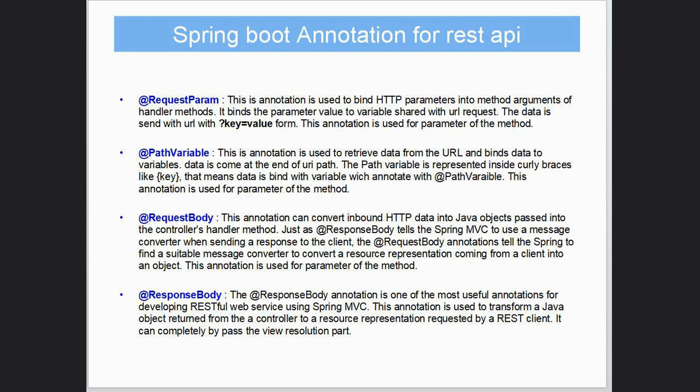The next annotation is @PathVariable. This annotation is used to retrieve data from the URL and binds the data to variables. Data comes at the end of the URL path. The path variable is represented inside curly braces, like key. That means data is bound with the variable which is annotated with @PathVariable. This annotation is also used for a parameter of the method.